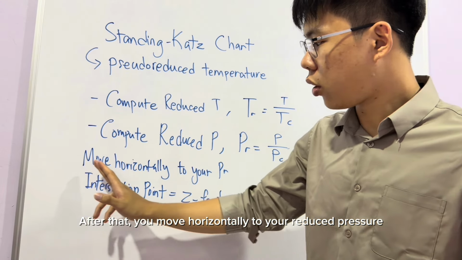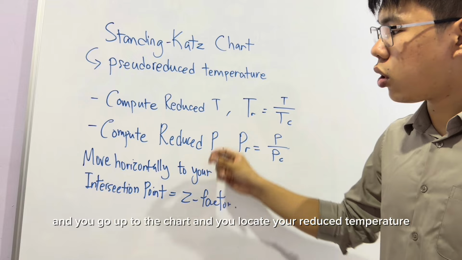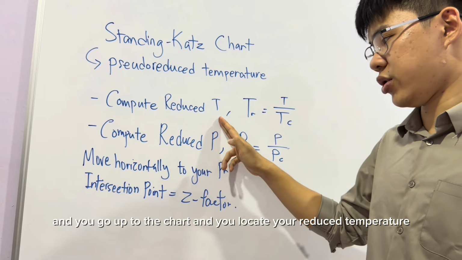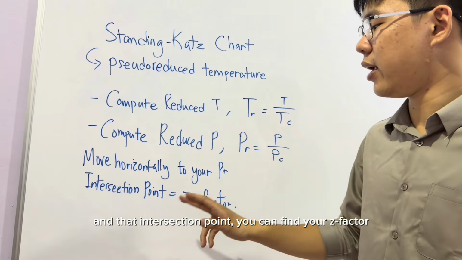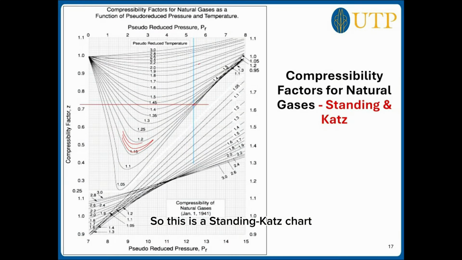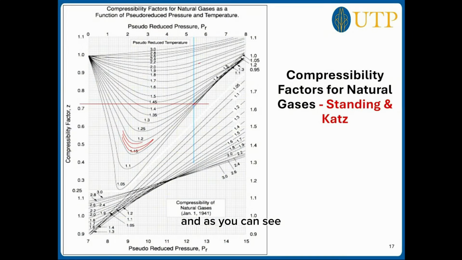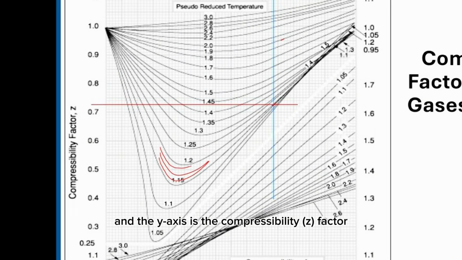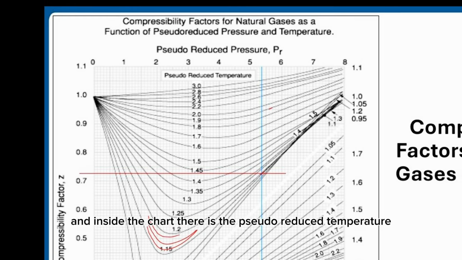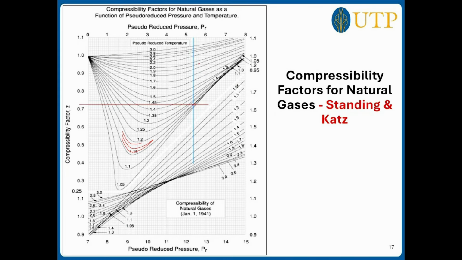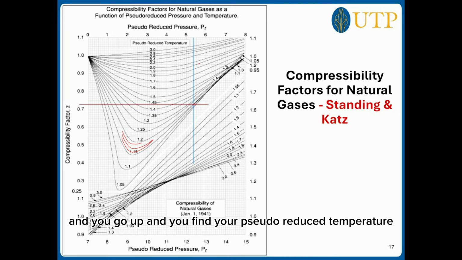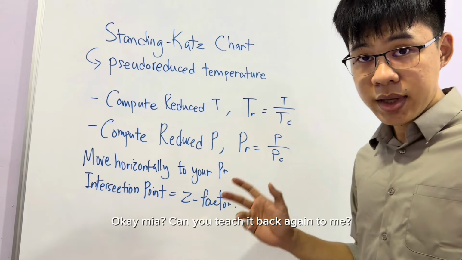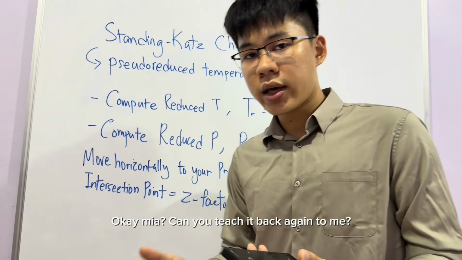After that, you move horizontally to your reduced pressure and go up the chart and locate your reduced temperature, and at that intersection point you can find your Z factor. So this is a Standing-Katz chart, and as you can see, the x-axis is the pseudo-reduced pressure and the y-axis is the compressibility factor, and inside the chart there is the pseudo-reduced temperature. You find your pseudo-reduced pressure, go up to find your pseudo-reduced temperature, and go left and you will find your Z factor. Okay, Mia, can you teach it back to me?